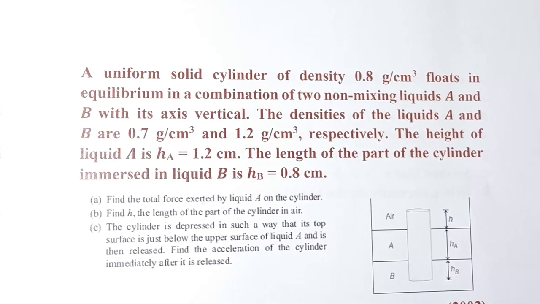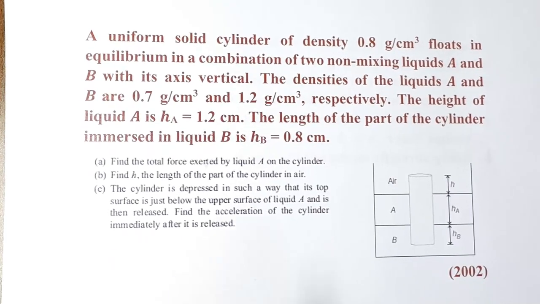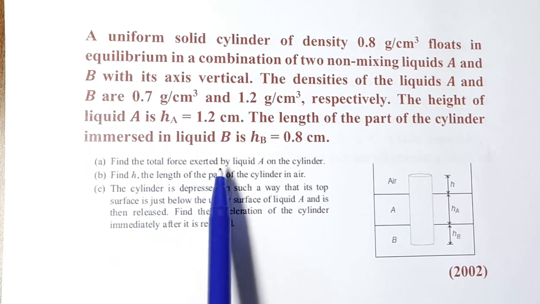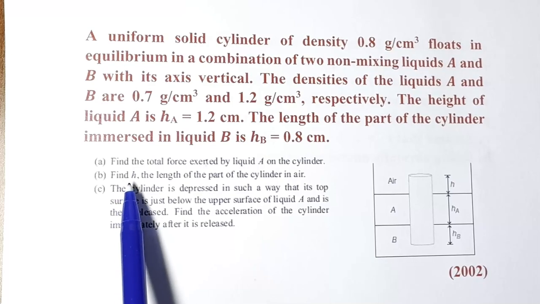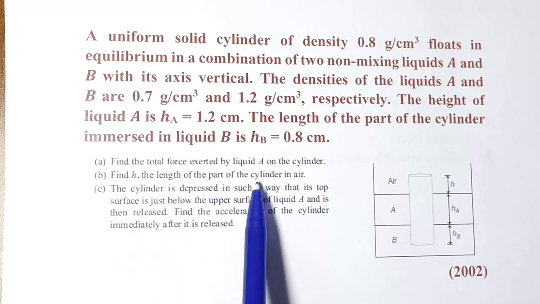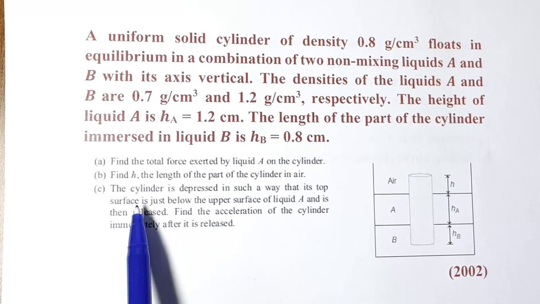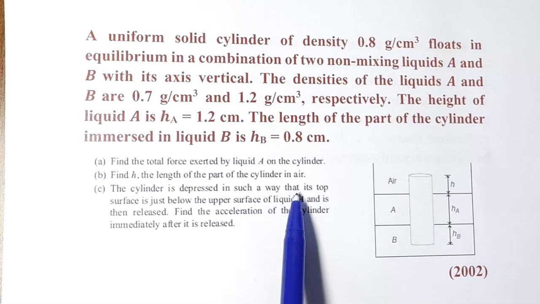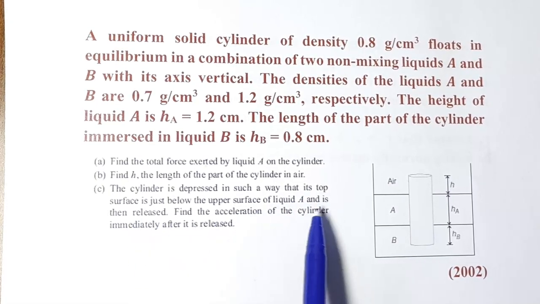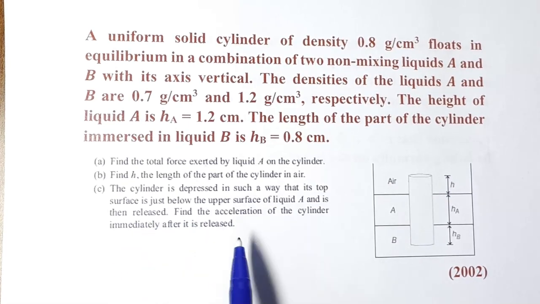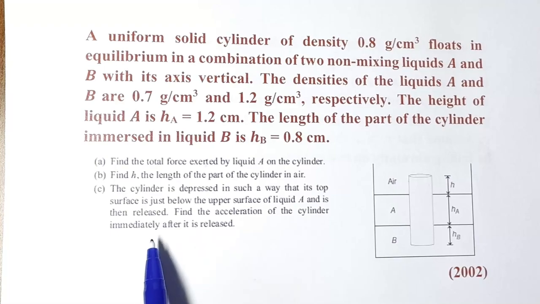So we have to find out three things based on this question. First, find the total force exerted by liquid A on the cylinder. Second, find H, the length of the part of the cylinder in air. And third, the cylinder is depressed in such a way that its top surface is just below the upper surface of liquid A and is then released. Find the acceleration of the cylinder immediately after it's released.